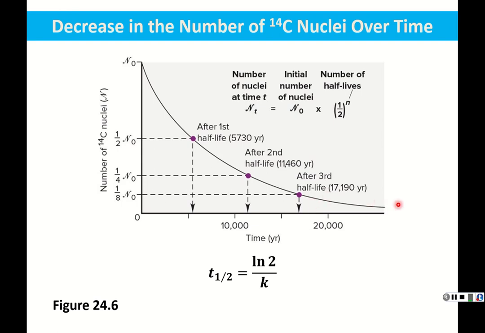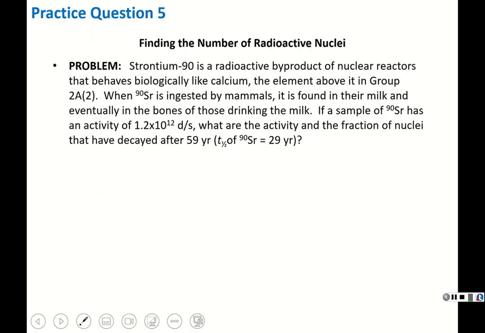You can represent the half-life for a first-order process in that equation as the ln of 2 over k, whatever that rate is. So the half-life does not depend on the starting concentration. And we can find the number of radioactive nuclei. Let's try a problem using that concept.